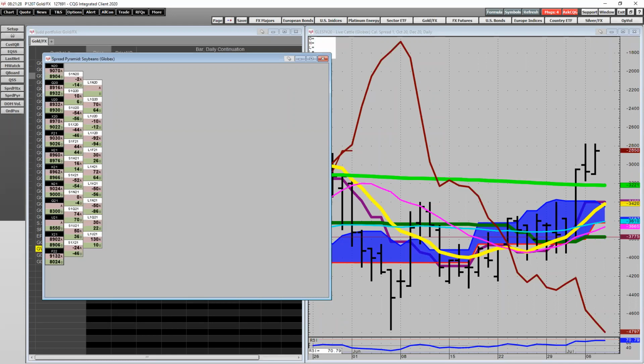Most FCMs will let you route your trades from CQG. All right. Well, thank you.